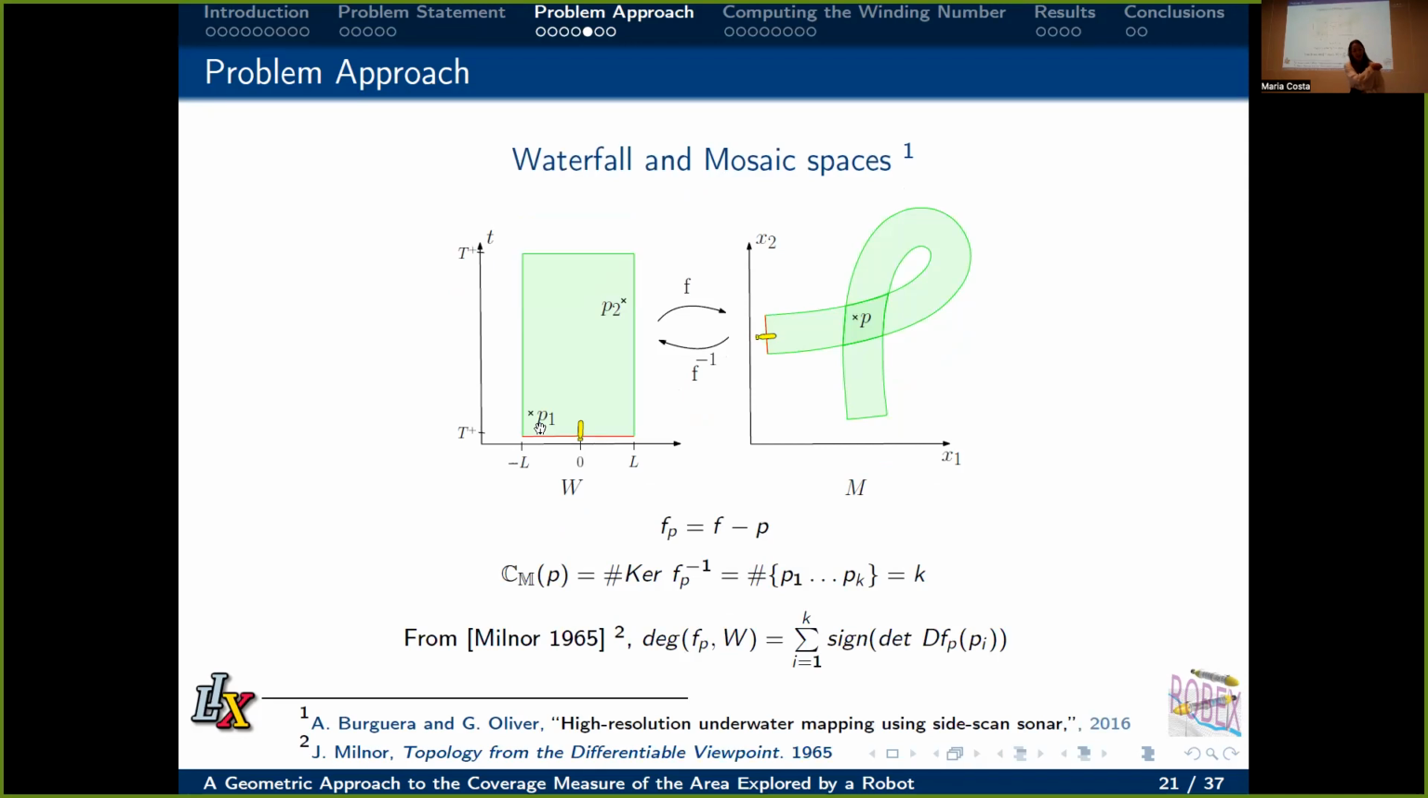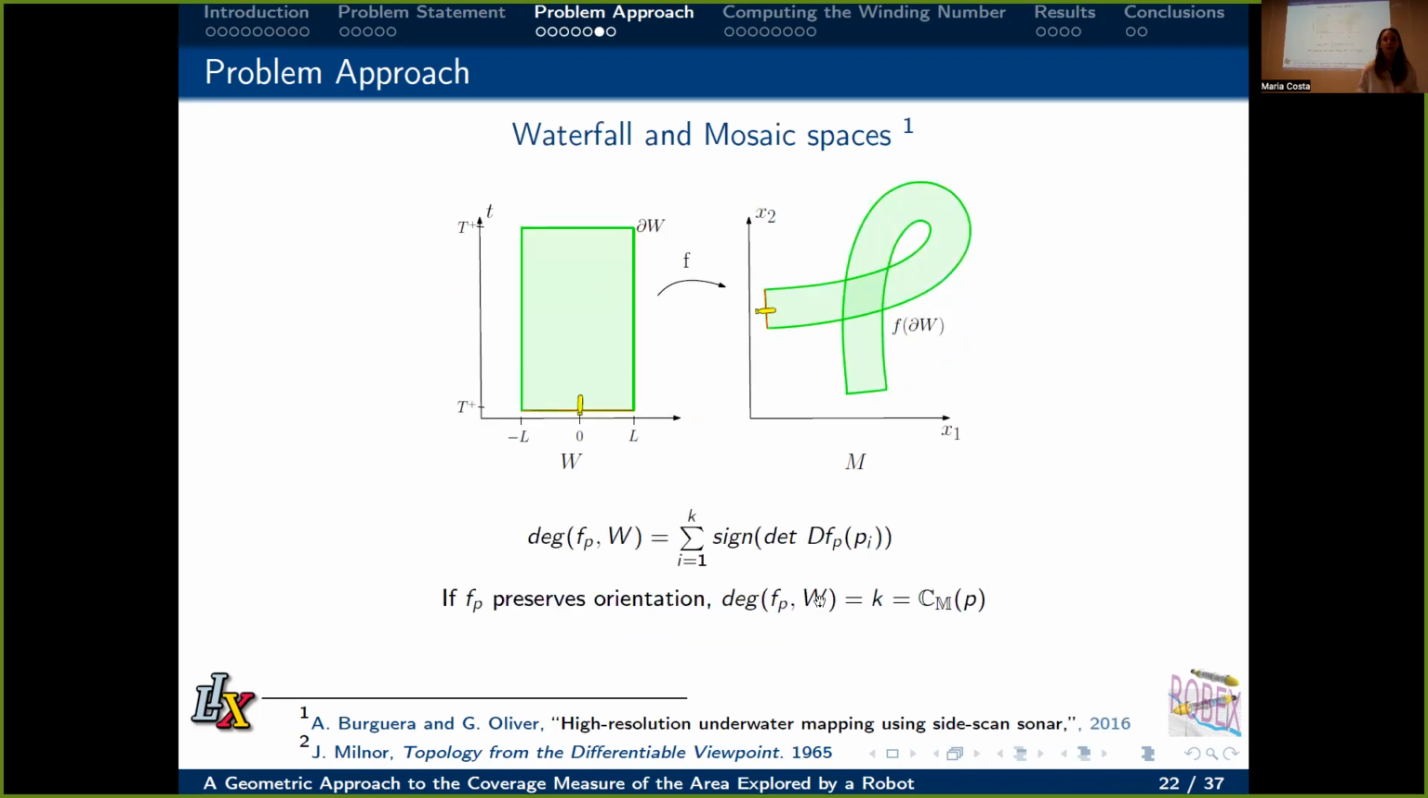So I'm not going into details here, but by definition, the topological degree would be equal to the sum of the sign function of the determinant of the Jacobian matrix of the map function fp with respect to the points on this set right here. So basically, the sign function would be +1 if fp preserves orientation at pi, and -1 if fp reverses orientation at pi. And we will be assuming that fp always preserves orientation in this work, at least for the moment. So this means that this topological degree would be actually a sum of +1s.